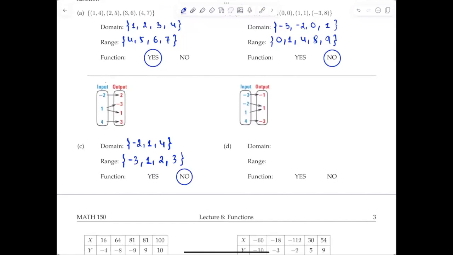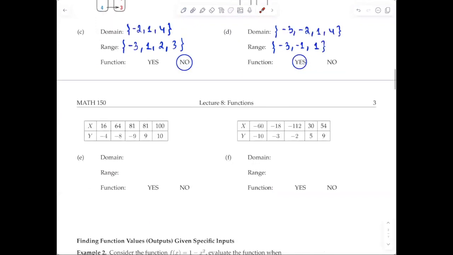Now in D, the domain is -3, -2, 1, 4. And the range is -3, -1, and 1. And this one is a function, right? Now you have -2 and 1 going to 1. That is fine, right? So 2 or more inputs can go to 1 output.